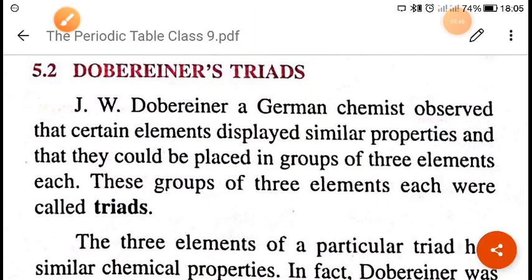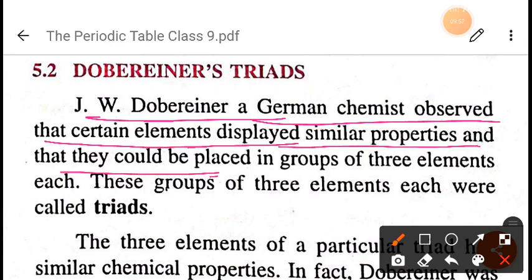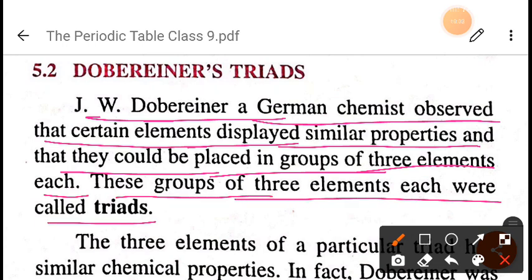So now we will see from the book. J.W. Dobereiner was a German chemist who observed that certain elements display similar properties, and they could be placed in a group of three elements each, and each such group of three elements was given the name triad. So what was Dobereiner's observation? He observed that if we place certain elements in a group of three, they show similar properties. That group of three he gave the name triad.